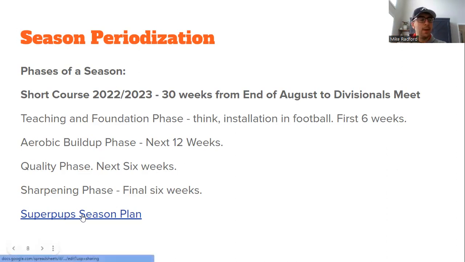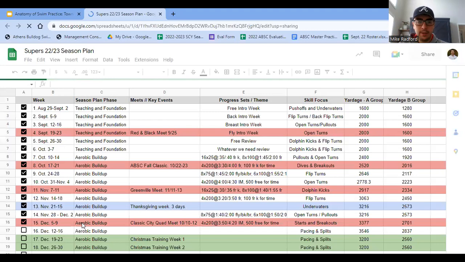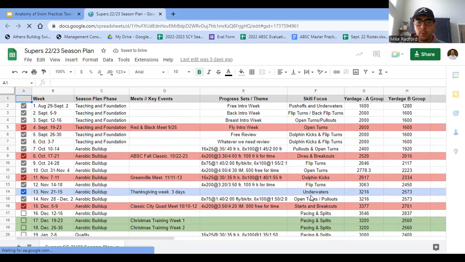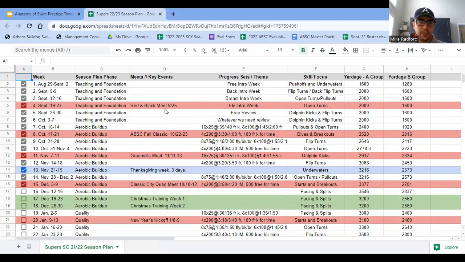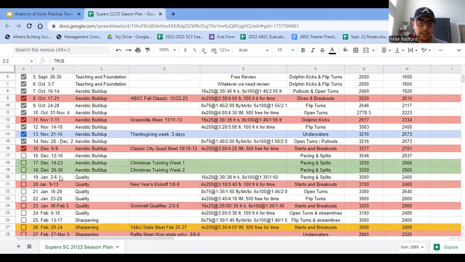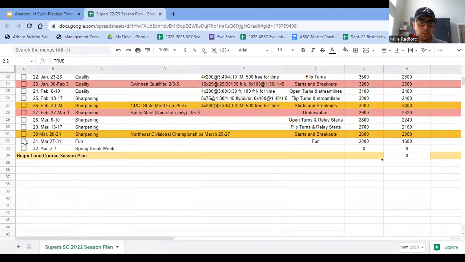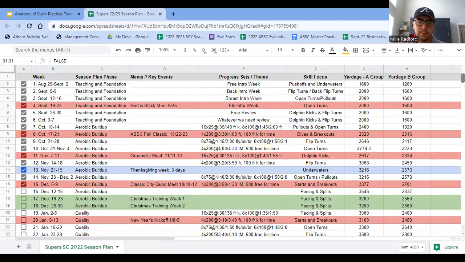So here's a look at my Super Pup season plan, for example. What we've got here is a spreadsheet. Within this spreadsheet, I've got a list of every week of the season, starting August 29th when we first got in the water, that's up here in that second column, all the way down here as we keep on rolling to the divisionals meet on the week of March 20th to 24th. I think the meet is that weekend, right? So that is the full season plan for short course.